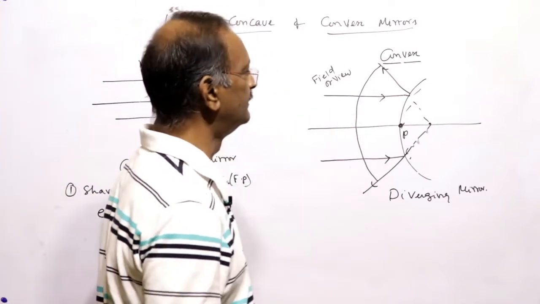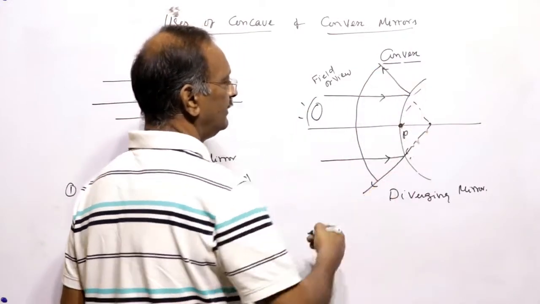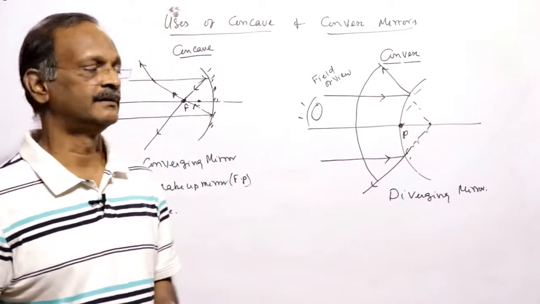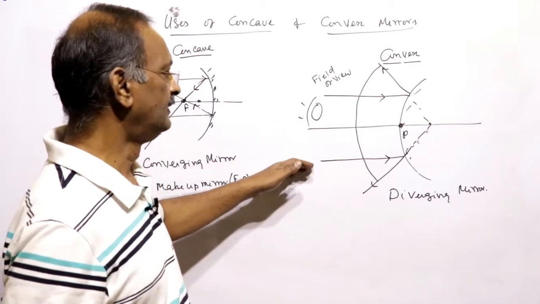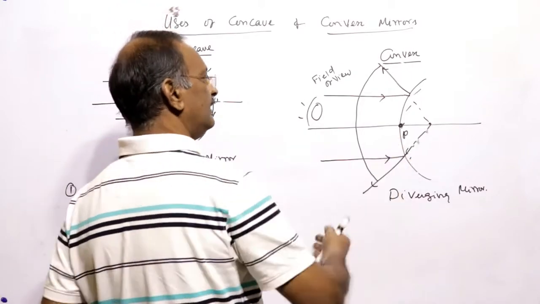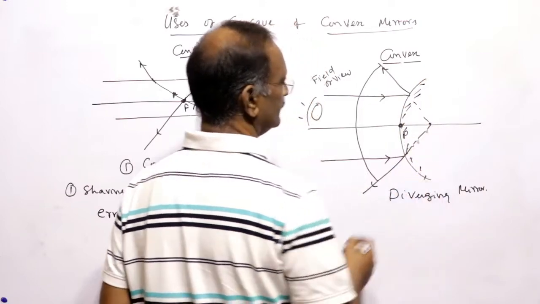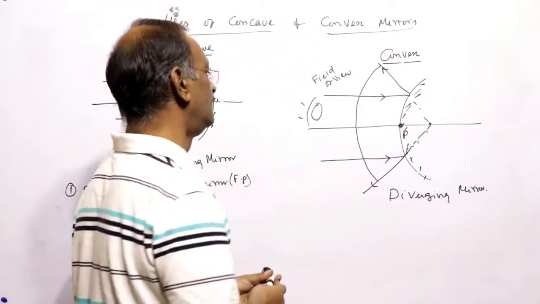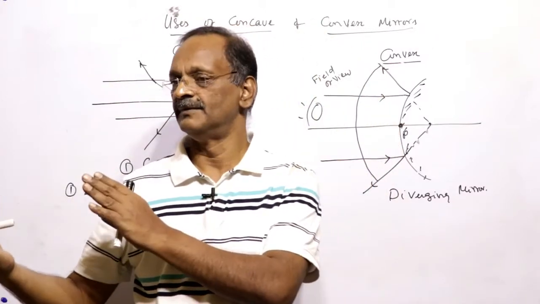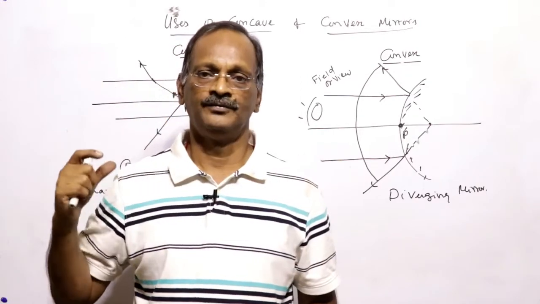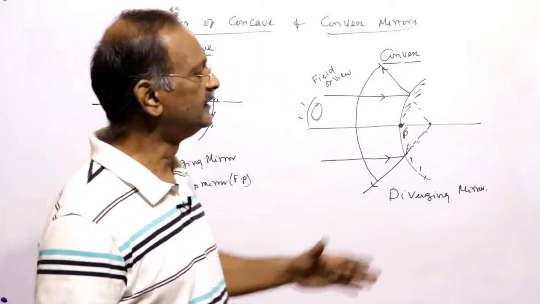Then this convex mirror, this is a field of view. When we see through this area, we could see the image of the object. So it is used as a rear view mirror in cars. After reflection from the mirror, it gives a large field of view. So the car driver, when he looks in the rear mirror, gets a lot of area for viewing, so that he can drive the car safely.